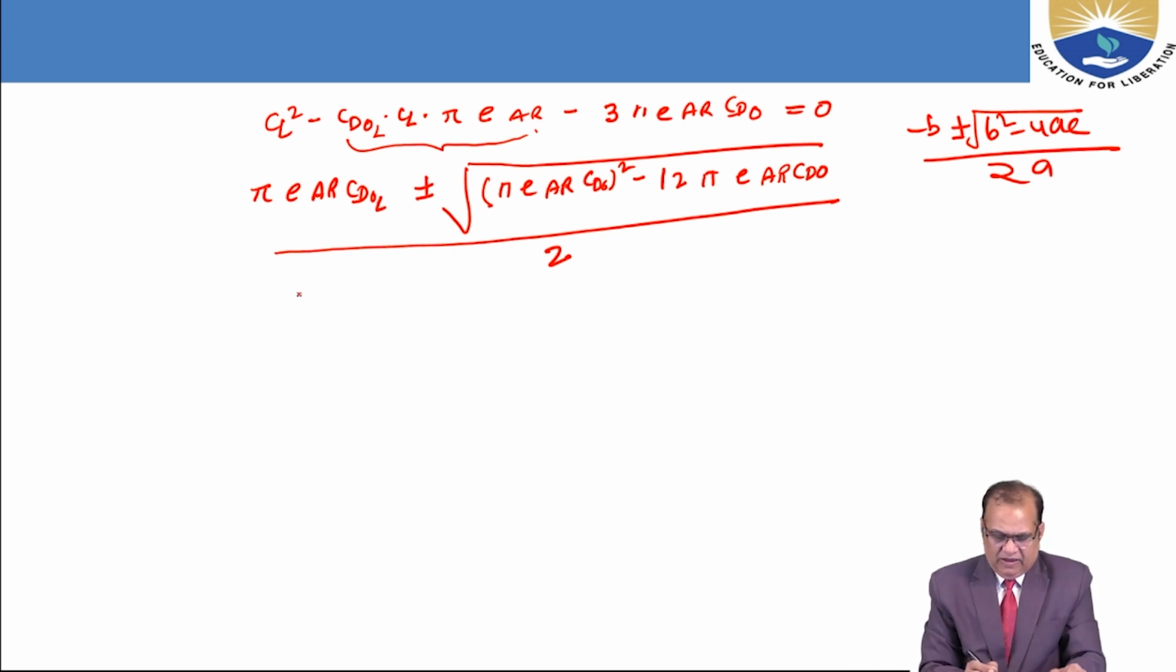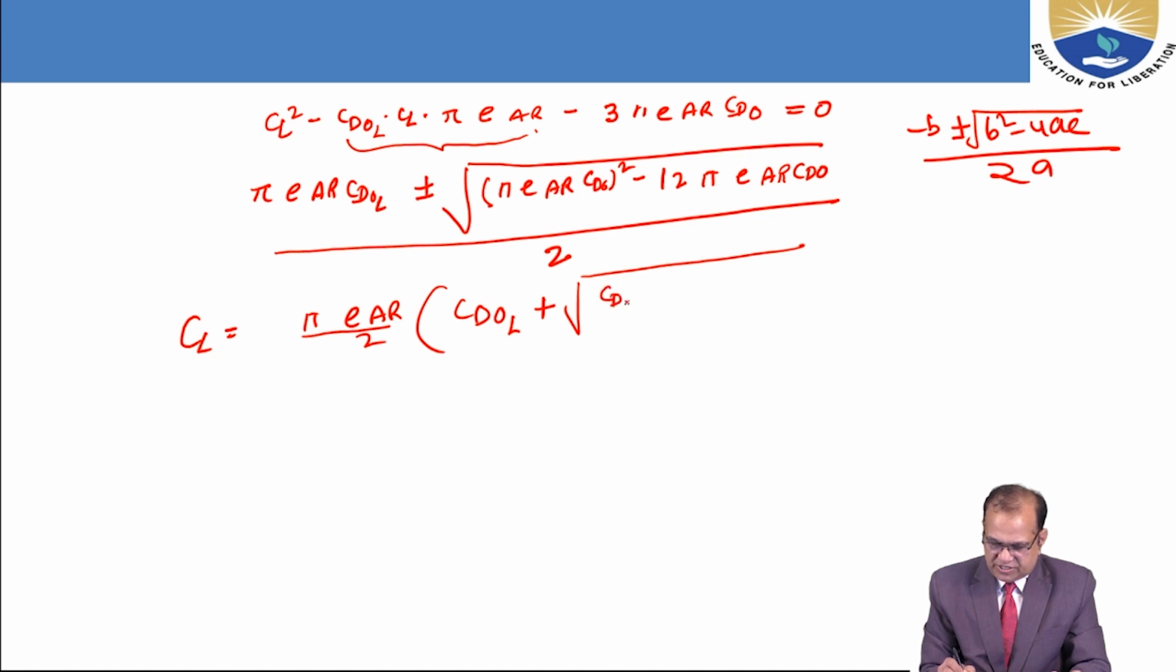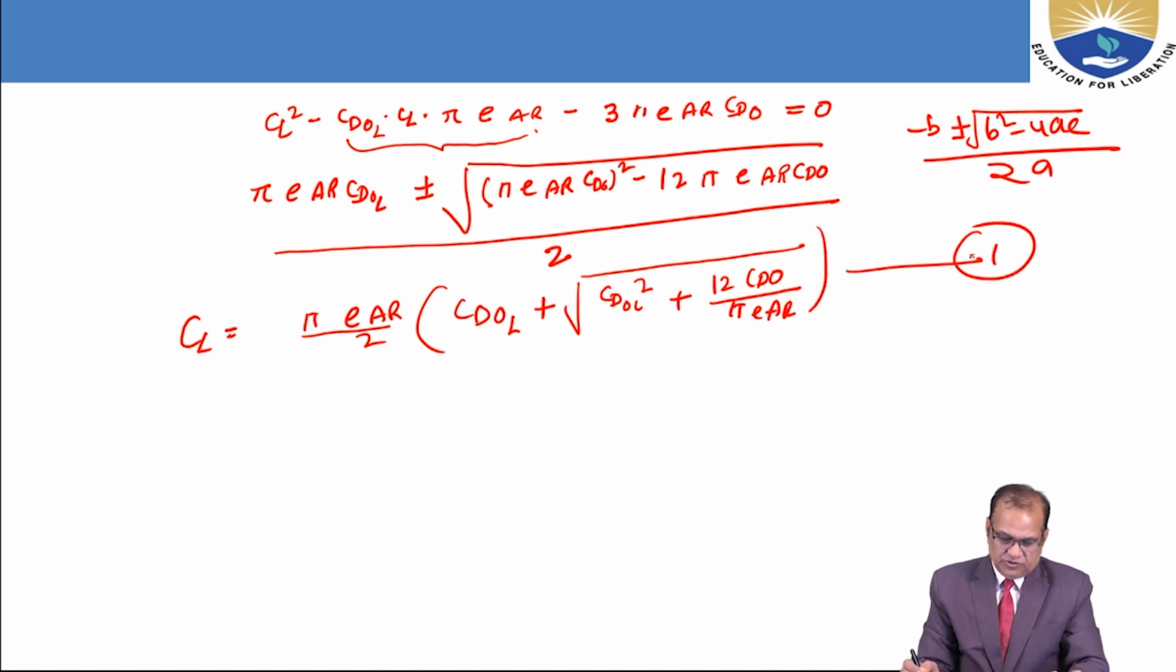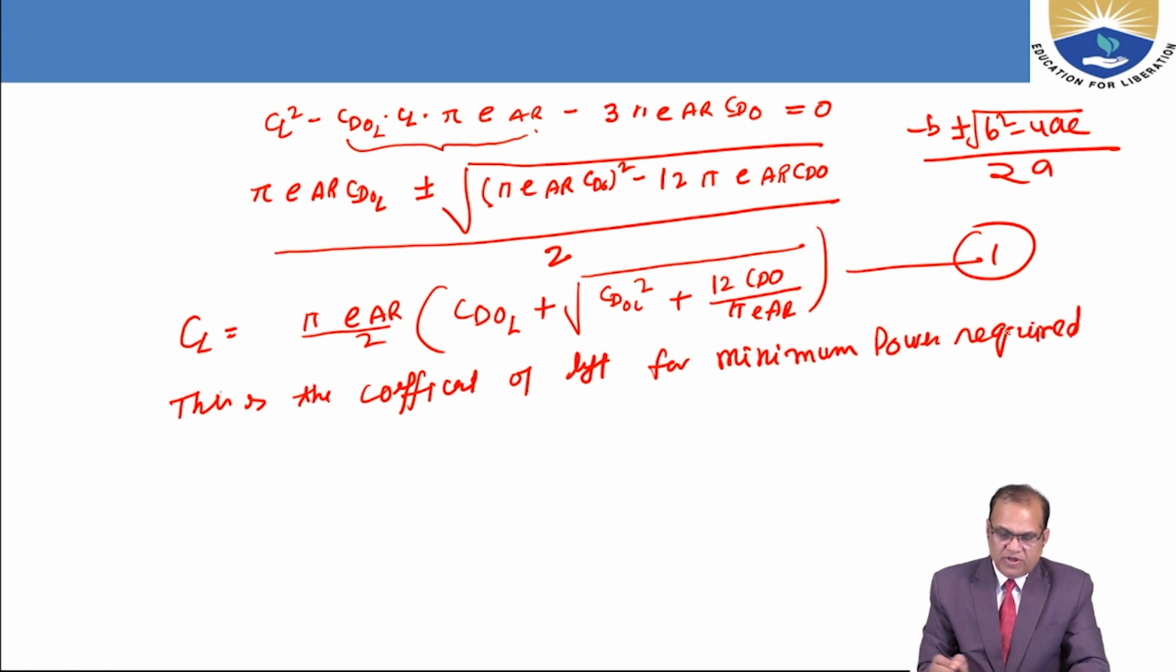So here we will get CL is equal to pi E aspect ratio divided by 2 in bracket CD naught L plus under root CD naught L square plus 12 CD naught divided by pi E aspect ratio. So this is the CL which we got. This is the coefficient of lift for minimum power required. Now we have to find out the velocity for this.